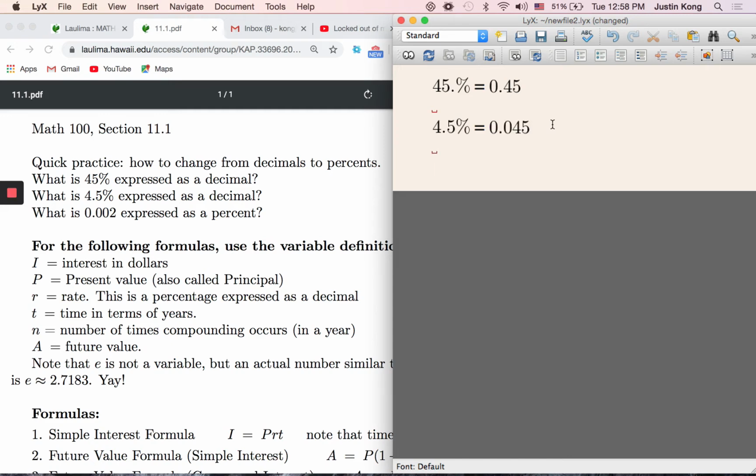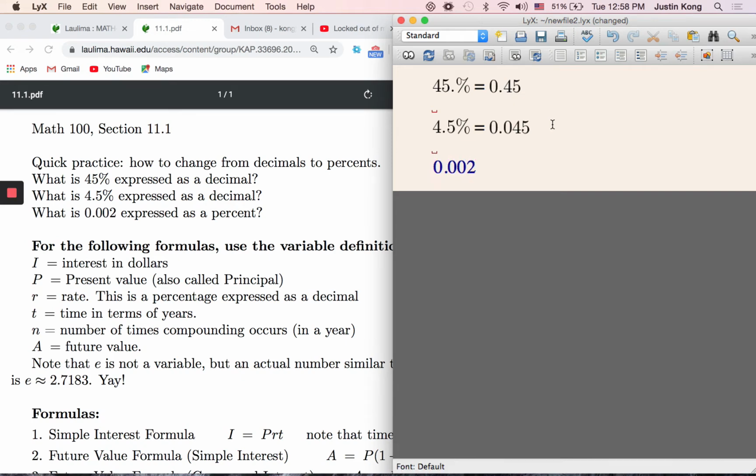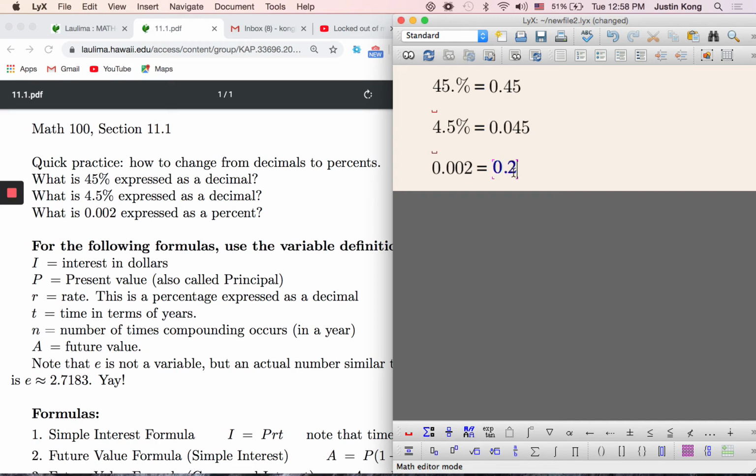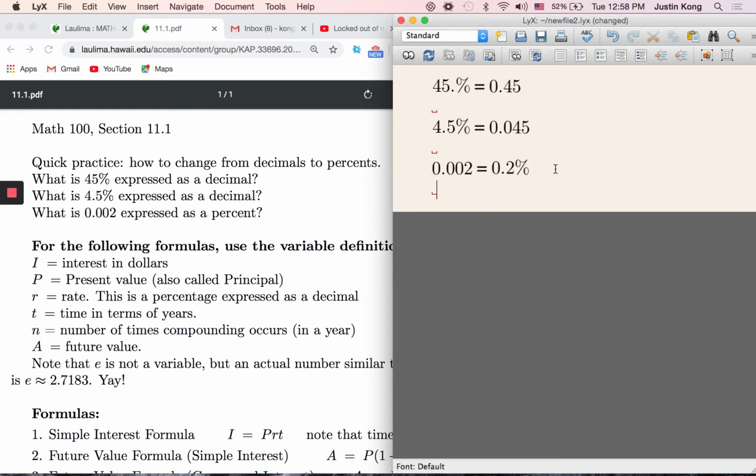This other time we're moving in the opposite direction. If I start with 0.002, what is that as a percent? Well, if I'm going to percent, I'm moving in the opposite direction. So 1, 2, that's going to be 0.2%. 1, 2 places. Okay, that's it. That's just a quick review.